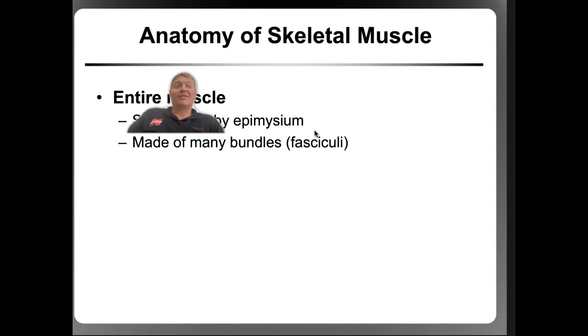If you have a chance to take medical terminology, it makes these classes a lot easier, because epi means around, and mysium is muscle. So if you get a quiz question on this, knowing those kinds of things helps a lot. So epimysium, around the muscle, and it's made of many bundles called fascicles. I can't pronounce things sometimes, so I apologize if I butcher how something is pronounced.